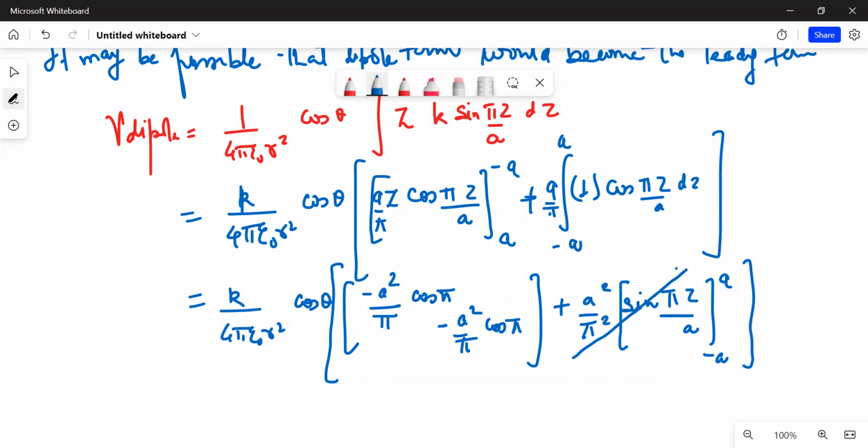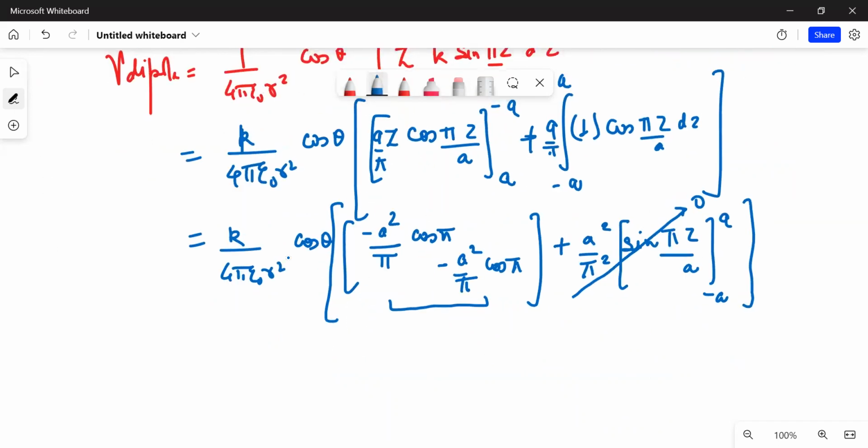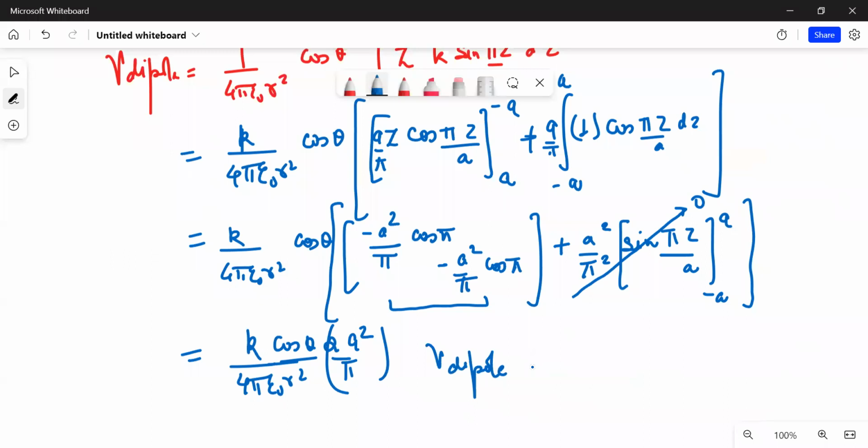So I think this term will not contribute. Forget about this. Now think about this term. What would this term give you? This term would give you, I think, a non-zero contribution. This is k upon 4 pi epsilon naught r square, and there is a cos theta as well. But again, this is 2 times a square upon pi. Why 2 times? Because cos pi is minus 1, so this will become a square by pi. So you will add it up. Here also you'll find that your V dipole is a non-zero term, or V dipole is the leading term in the potential.